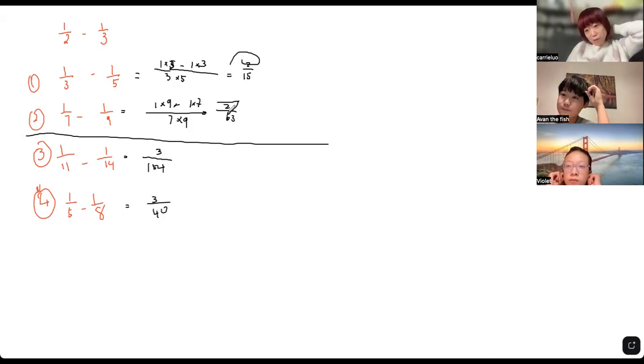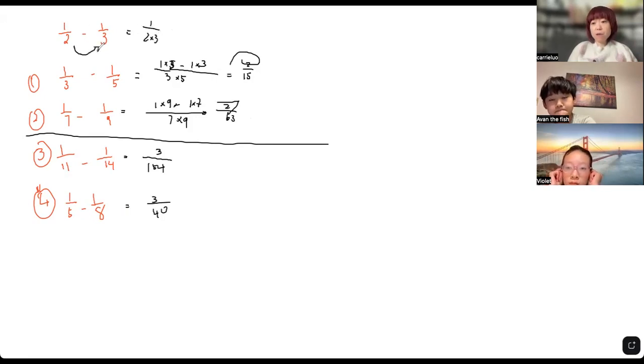Very good, very good. Okay, so you can see if I give 1 over 2 minus 1 over 3, it's 1 over 2 times 3. It's because 2 and 3 just have a difference of 1, correct, Violet? And 3 and 5 have a difference of 2, and 11 to 14 has a difference of 3. So now I want you to give me the answer without the calculation.